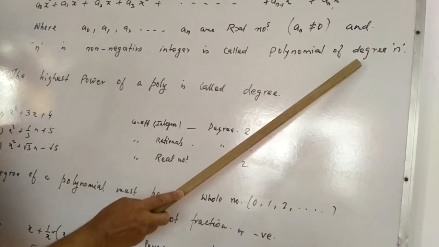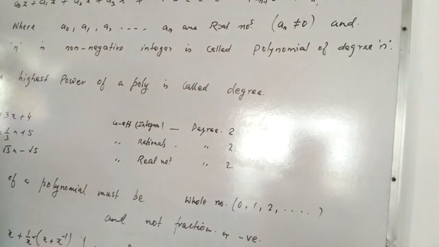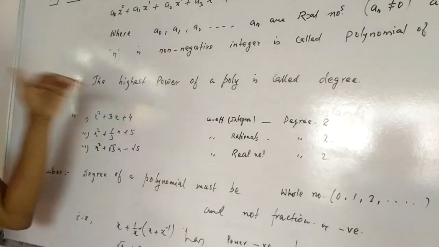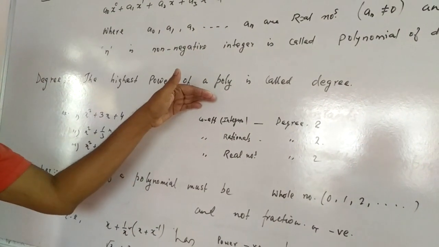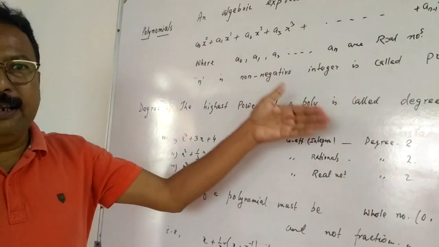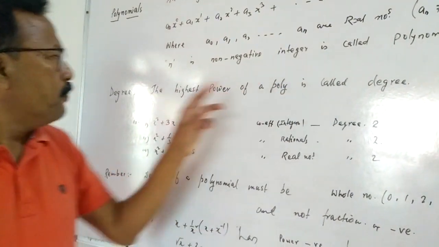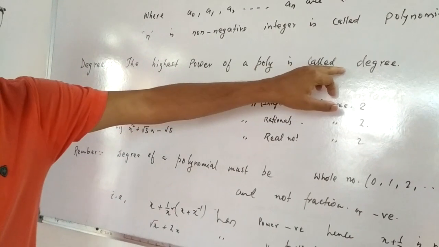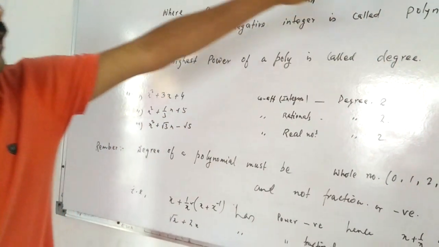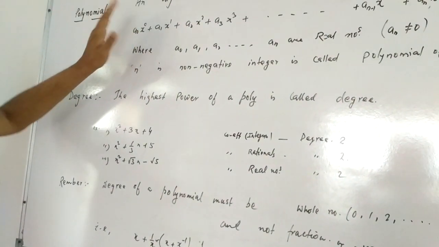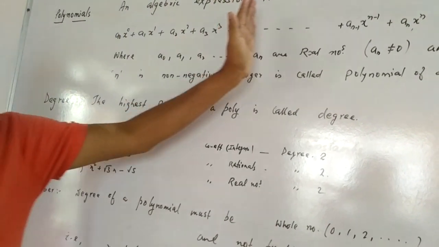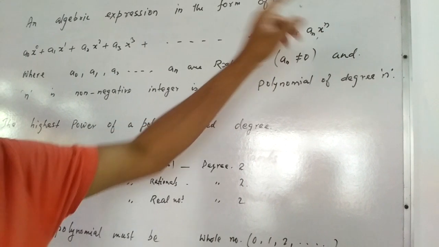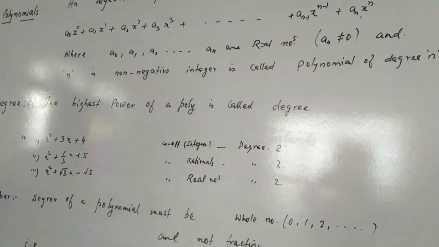Here we have a terminology, degree. Let us define what is degree. Degree is basically the highest power of a polynomial. You are quite familiar with degrees from class 8 also. The highest power of a polynomial is called degree. Here the powers are increasing, hence n is the greatest power. That's why this polynomial is of degree n.